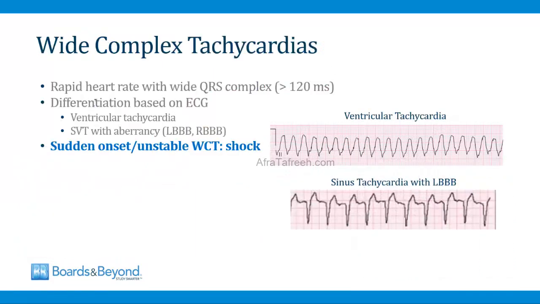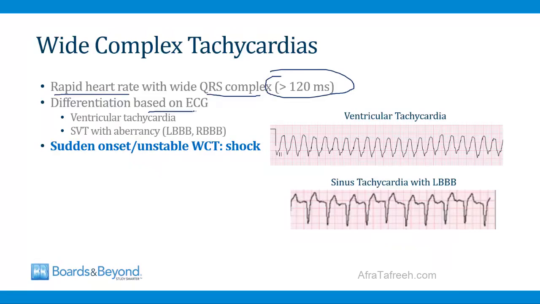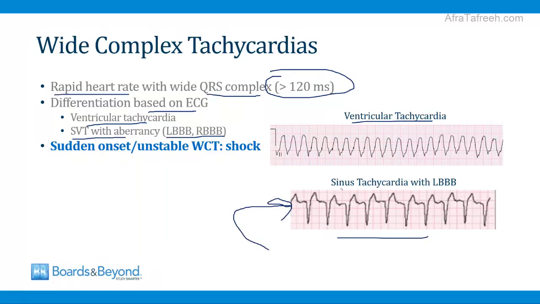So when we say a patient has a wide complex tachycardia, we mean that they have a rapid heart rate and a QRS complex that is wide, meaning greater than 120 milliseconds. And there are basically two broad categories of causes of wide complex tachycardias, and you can differentiate one from the other on the ECG. The first cause is ventricular tachycardia, like I've shown on the slide here. The second cause is a supraventricular tachycardia with an aberrancy like a left bundle branch block or right bundle branch block. So for example, imagine that a patient has a left bundle branch block and they develop sinus tachycardia from exercise. Well, they are going to have a wide complex tachycardia like what I've shown on the screen here. And obviously the treatment of sinus tachycardia is very different from the treatment of ventricular tachycardia.